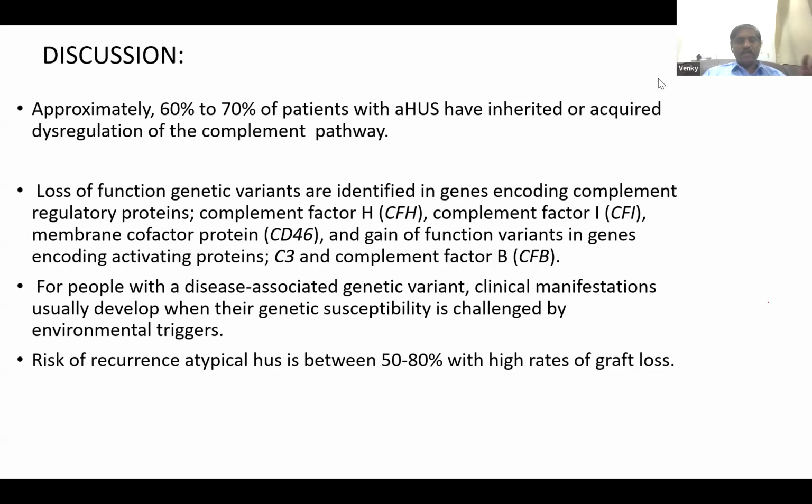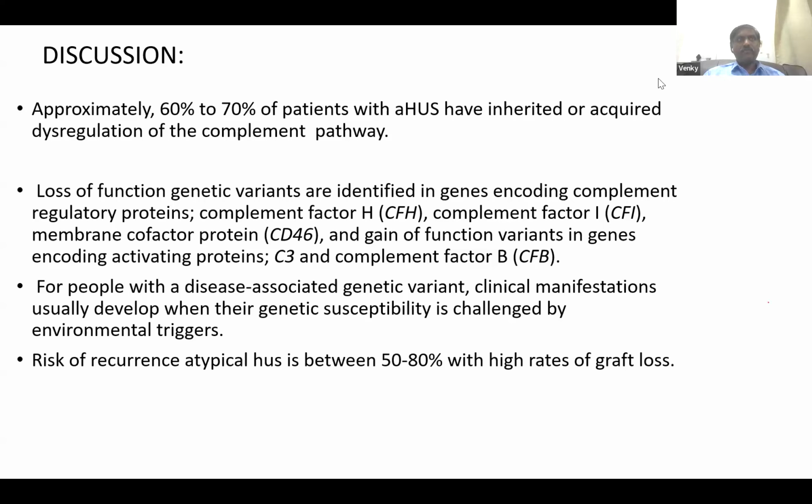For any patient who has atypical HUS with a genetic background, to have a clinical manifestation, we need an environmental trigger. In our case, he had a history of fever and multiple episodes of loose stools, which can trigger a TMA on a background of a genetic homozygous deletion of factor H R1 and R3. When we transplant this group of patients who have a strong genetic background of atypical HUS, the risk of recurrence is very high, between 50 to 80%, depending upon the type of mutation, and the graft loss is also very high.